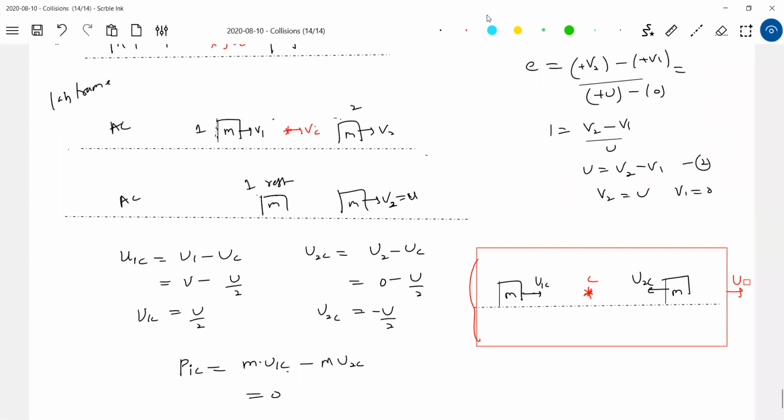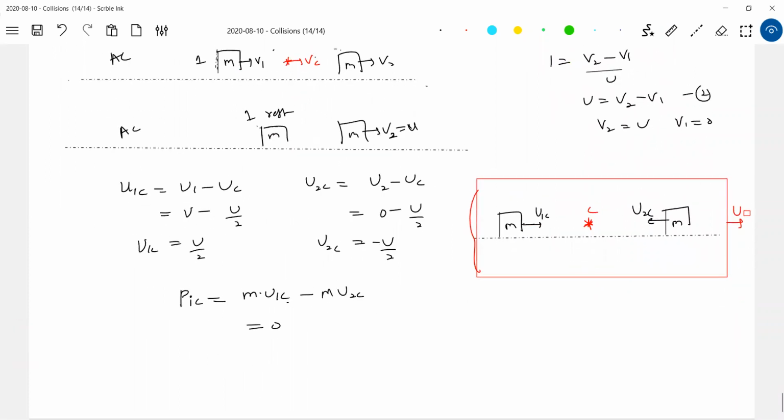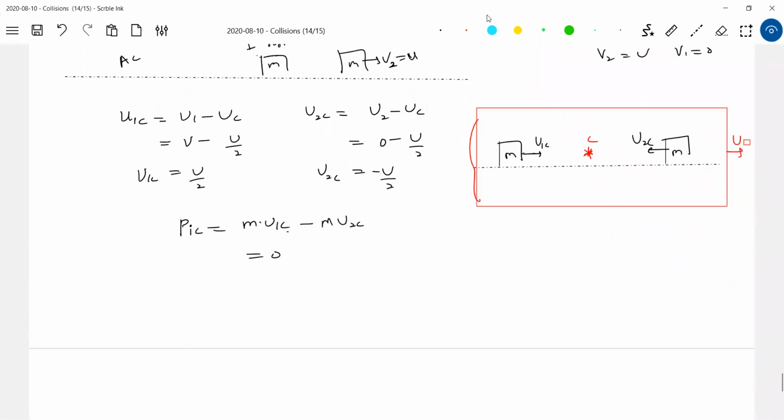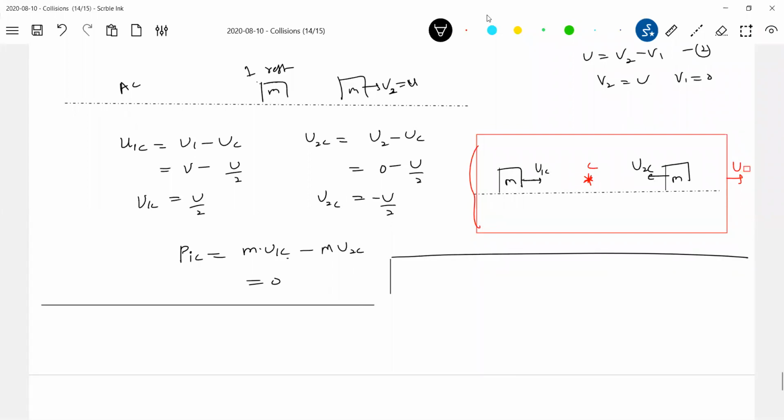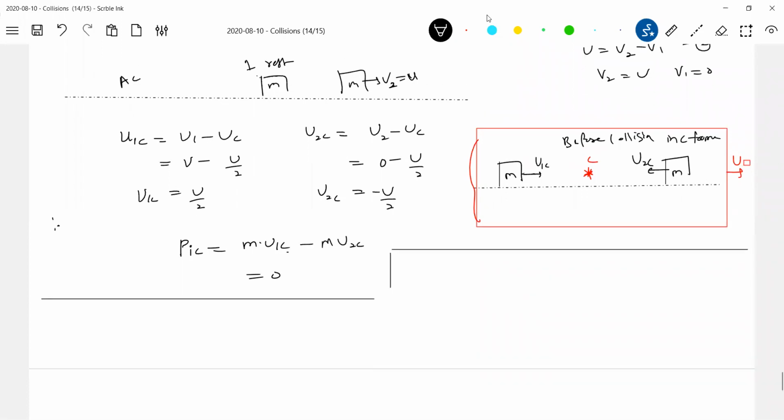But in center of mass frame, what happens? They are approaching each other with the same speed u by 2. They'll collide. Okay, after collision, let's see what will happen. After collision, we have this diagram. This is before collision, before collision in C frame. After collision, so we'll calculate this one.